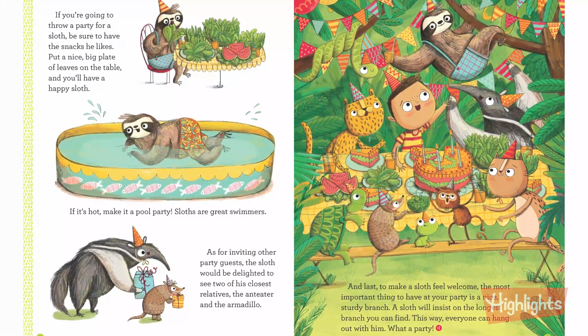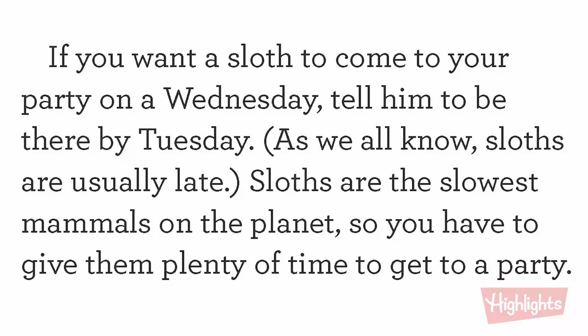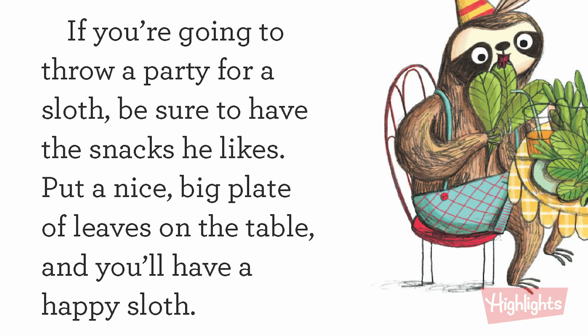And so first off, the story says to invite the sloth to arrive a day early because sloths are very slow animals. And that's true. They are the slowest mammal on the planet. And then when you have the sloth eating, it tells you to provide leaves and fruit for the sloth because that's what they like to eat. Again, it's true. And so you can see that we're presenting facts in a really fun and beautiful way.